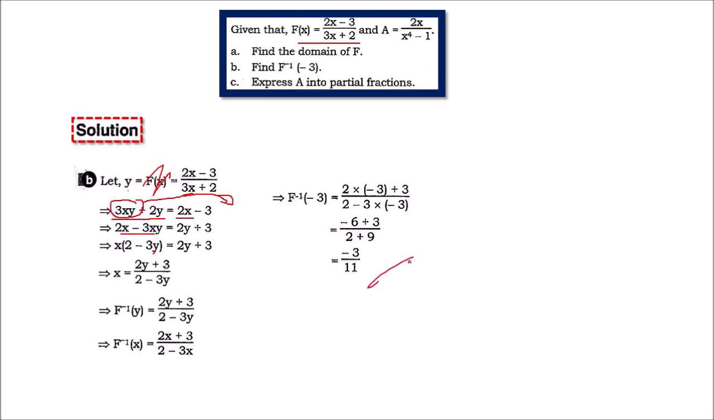So I think you understand. It's not so difficult. For making it clear, if you still didn't understand, I think you should just revise it again. I think you will understand.